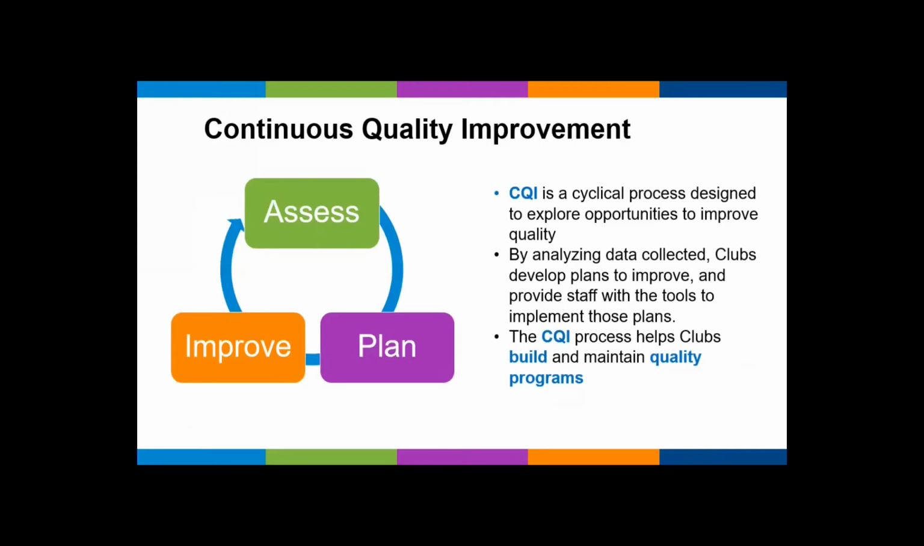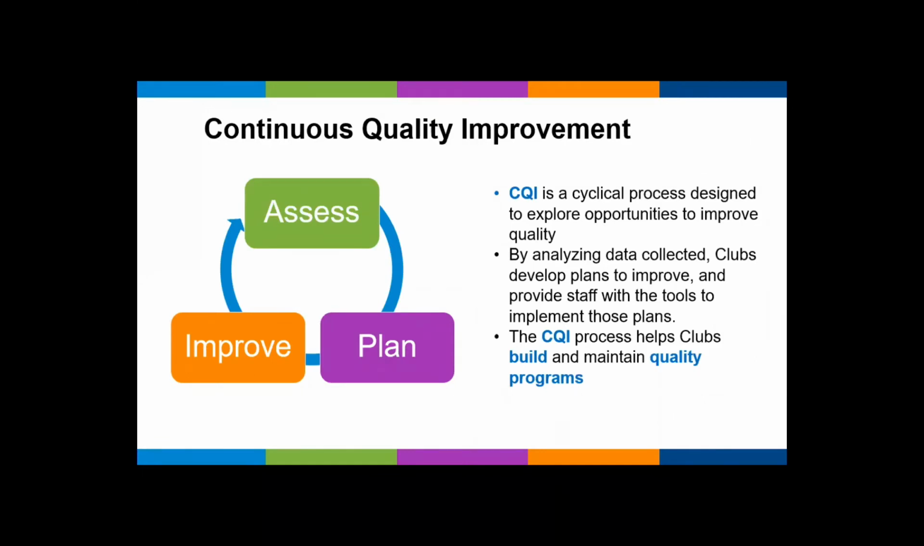So CQI is a cyclical process designed to explore opportunities to improve quality. You do that by analyzing data that has been collected at the club over a period of time. Your staff then develop a plan to improve, and then leadership and your own staff team provide staff with the tools to implement those improvement plans and make the changes they need to improve the quality of their club. This CQI process helps clubs build and maintain quality programs, ultimately leading to greater outcomes for kids. So in this training, we are focusing specifically on how to collect data for CQI.